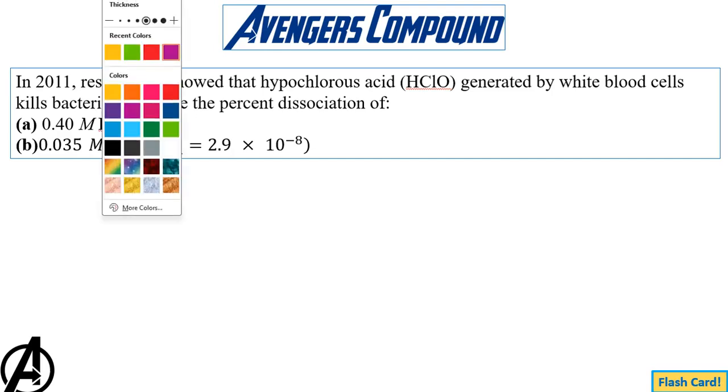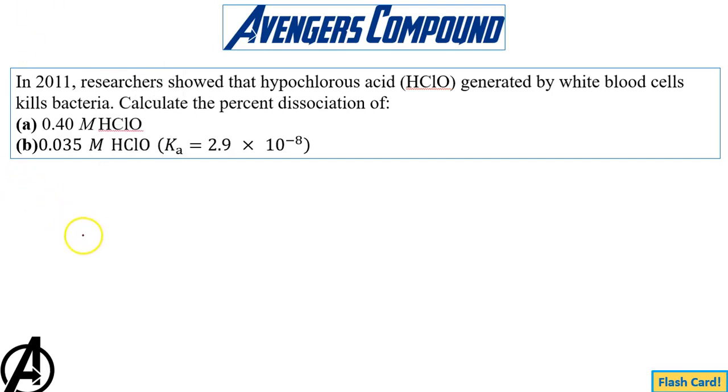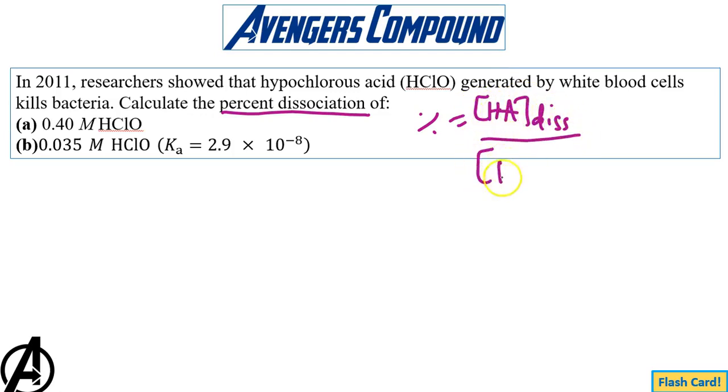All right, so we're back to the Avengers compounds for some examples. Let's go ahead and read the question, bring up any necessary expressions, relationships, assumptions, etc. So in 2011, researchers showed that hypochlorous acid, HClO, generated by white blood cells, kills bacteria. So we automatically know this is a weak acid because it's an oxoacid with equal amounts of oxygen and ionizable proton. It says calculate the percent dissociation. So that means we've got to bring out our overall expression: the concentration dissociated divided by the initial concentration times 100%.